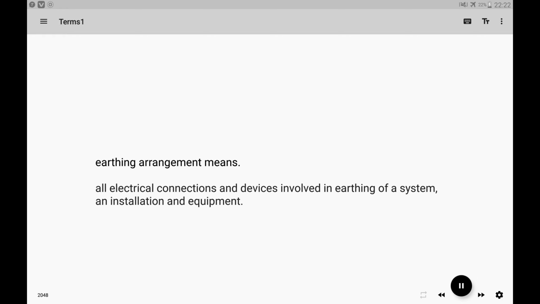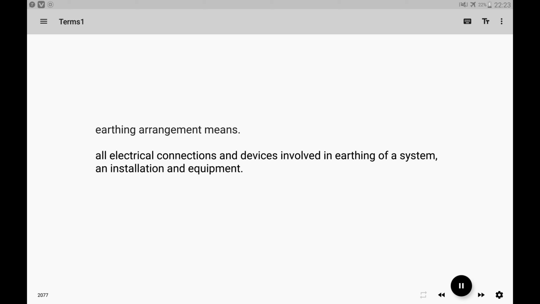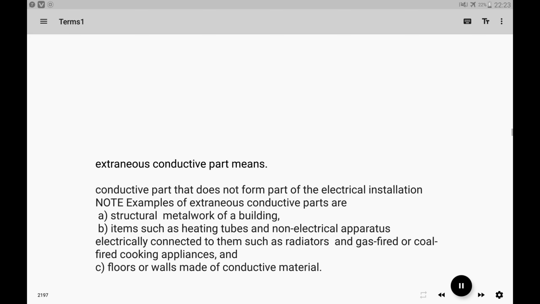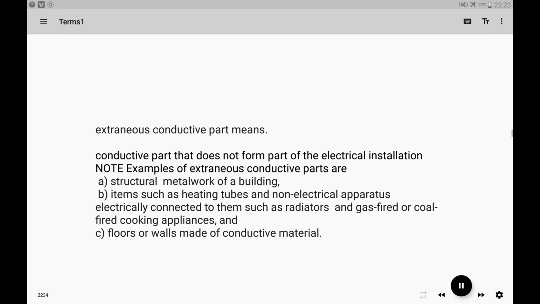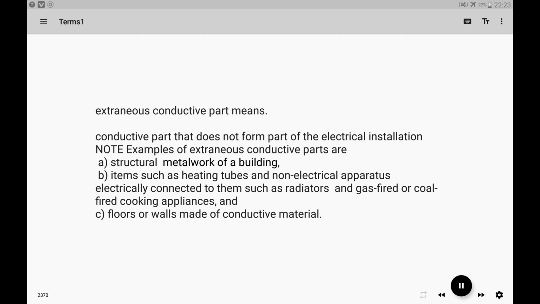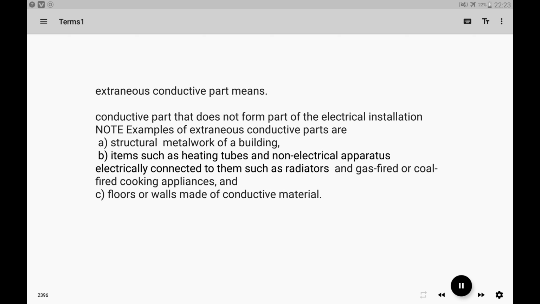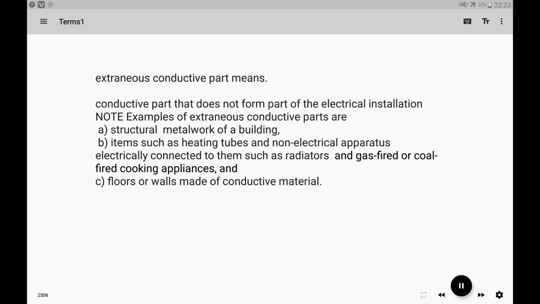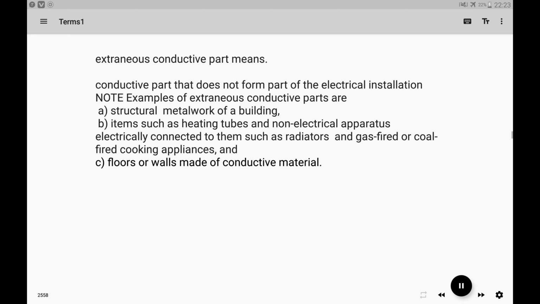Earthing arrangement means all electrical connections and devices involved in earthing of a system, and installation and equipment. Extraneous conductive part means conductive part that does not form part of the electrical installation. Note: examples of extraneous conductive parts are structural metalwork of a building, items such as heating tubes and non-electrical apparatus electrically connected to them, such as radiators, and gas-fired or coal-fired cooking appliances, doors or walls made of conductive material.